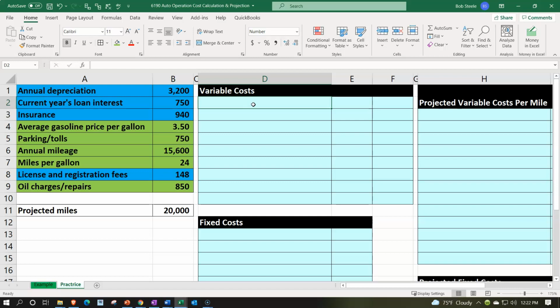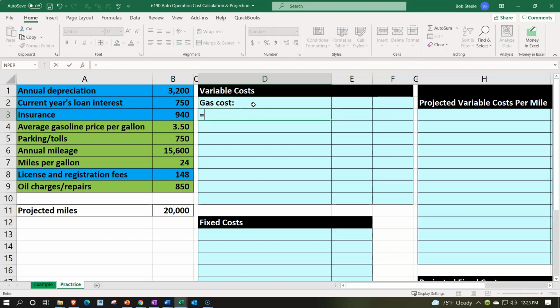Now note, when you look at the variable and fixed, this is going to help you out with your projections going forward into the future if you're doing budgeting or if you're trying to think about a different job that has more driving or something like this. So first, the gas cost is going to be the first thing that we most likely think about with cash going out after we once have the car.